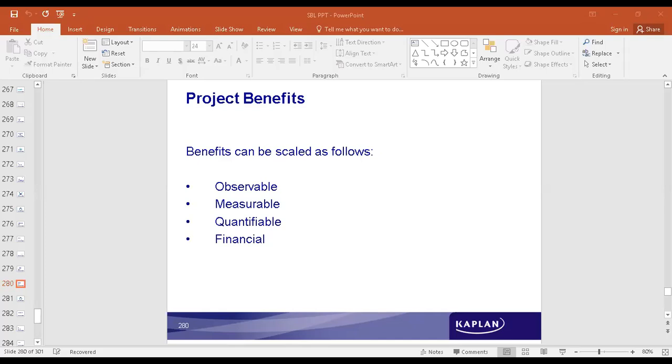We understand that benefits are intangible or tangible, measurable. Sometimes the benefit derived is expressed in financial figures: quantifiable benefits, or financial, that can be converted into financial benefit.